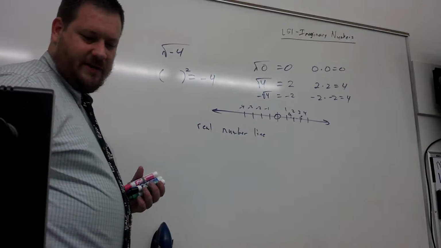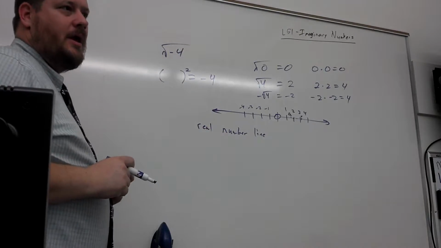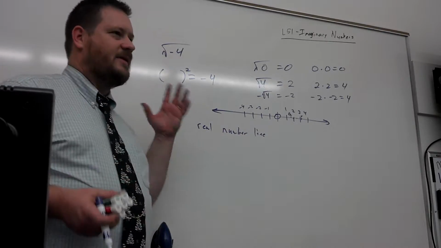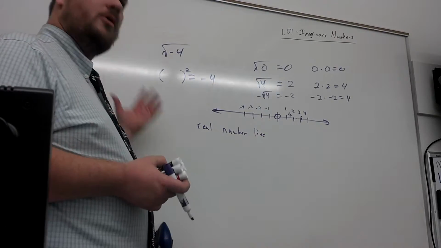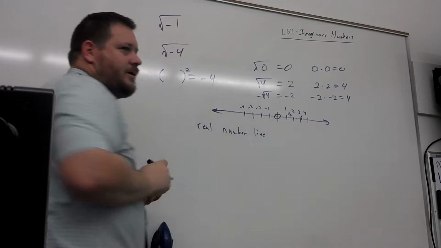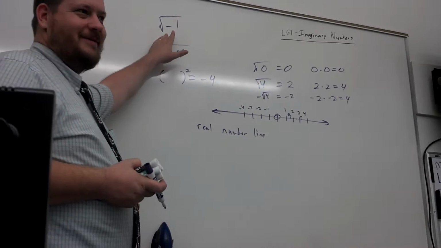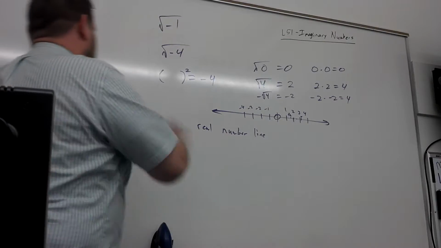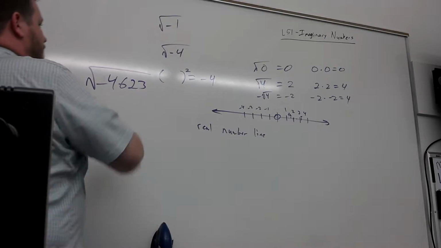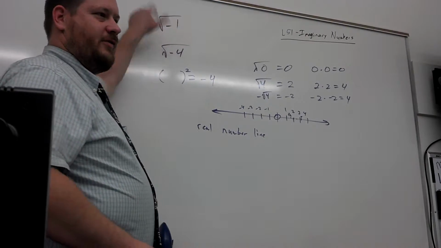The idea here is we want to have something that we can square and get negative 4. What do mathematicians and scientists do when we want to talk about something that doesn't actually exist as if it were a real thing? We make something up. Let's take the most basic square root of a negative we can. This is the most basic thing that isn't going to make sense.